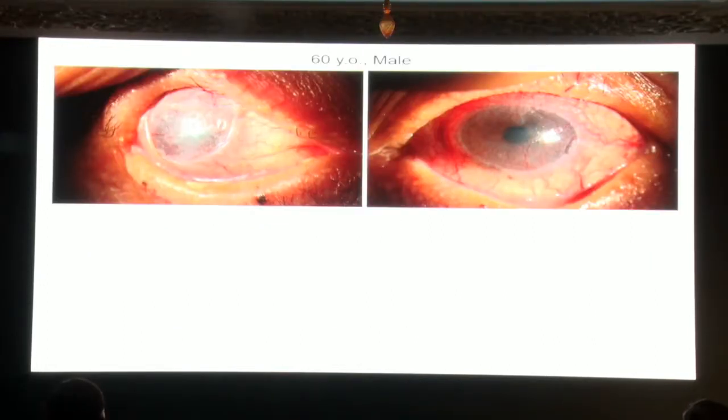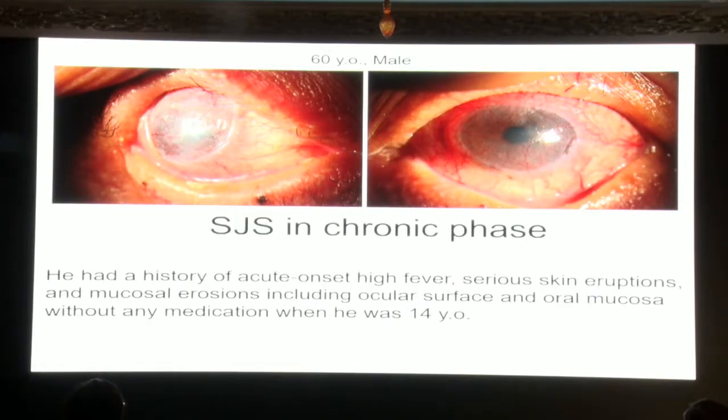So this is an ocular surface, 60 years old male. This is SJS in the chronic phase. He had a history of acute onset high fever, serious skin eruption, and mucosal erosion, including ocular surface and oral mucosa, without any medication when he was 40 years old.